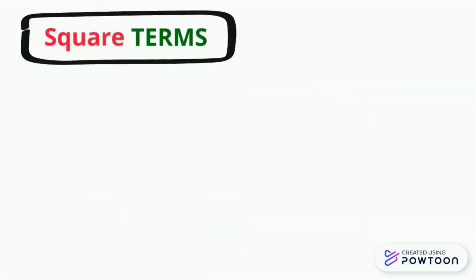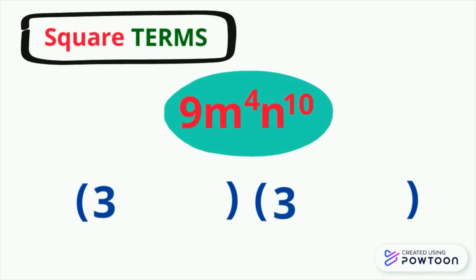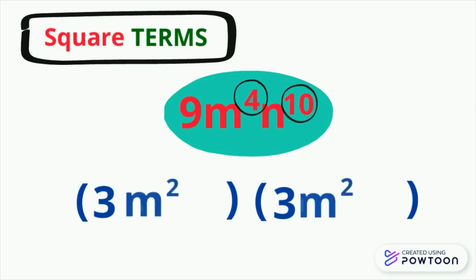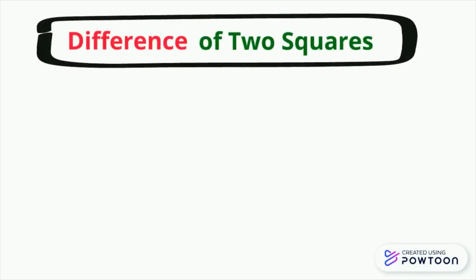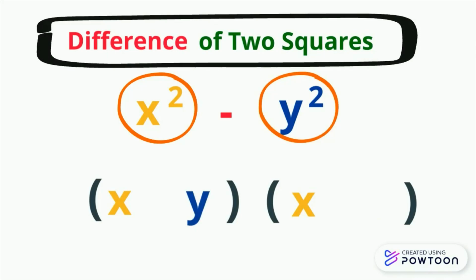How about 9m to the 4th and n to the 10th? What is that number when you multiply by itself equals 9? Good thinking. 3 is the answer. Dividing each exponent by 2, the results are 2 and 5. Being asked about the factors, the factors of x squared are x and x. The factors of y squared are y and y.